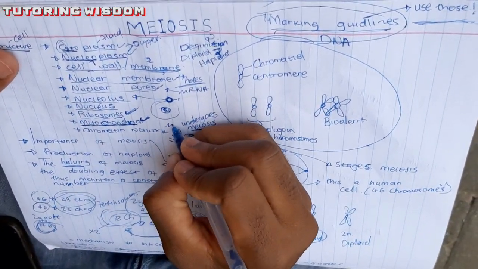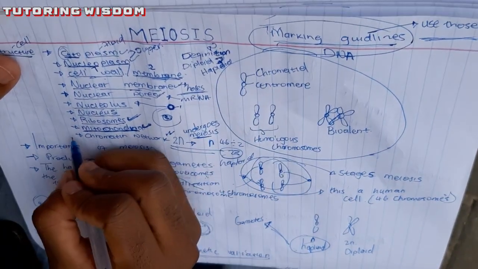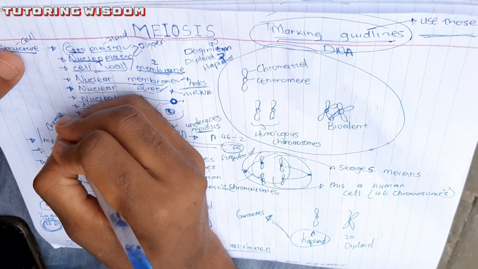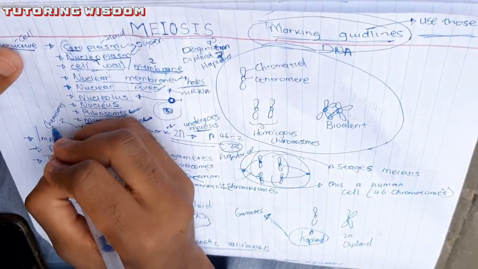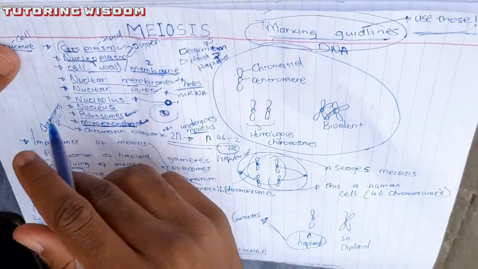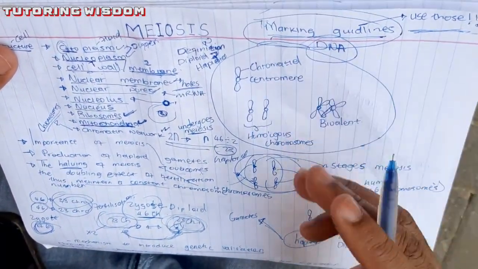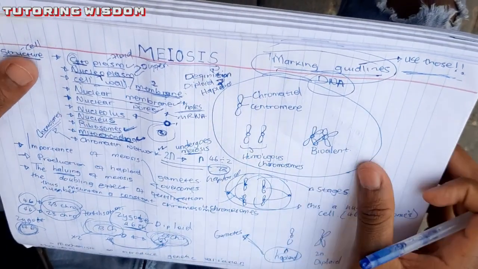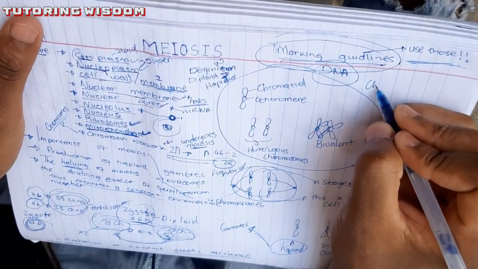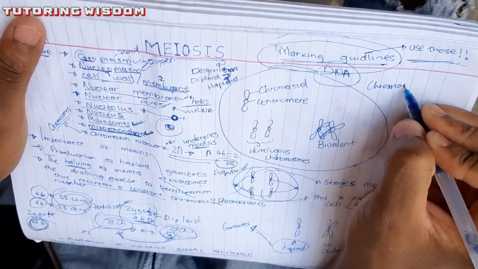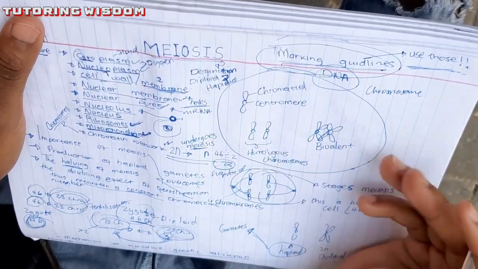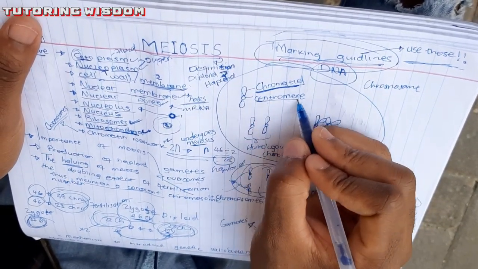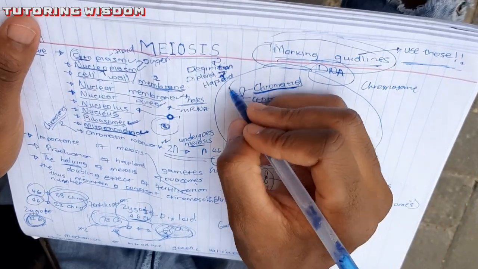Now the other part is your chromatin network. You have to know it's made up of what? Chromosomes. That's your chromatin network, but the whole structure is made up of what? DNA. Now the next part, you have to know the structure of a chromosome on its own. A chromosome has chromatids and a centromere, which joins two chromatids to make a chromosome.